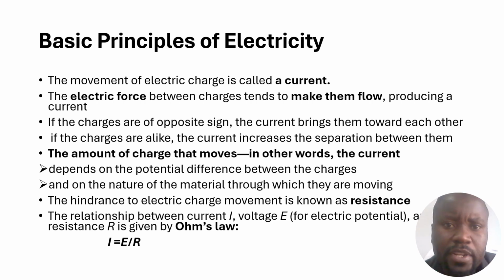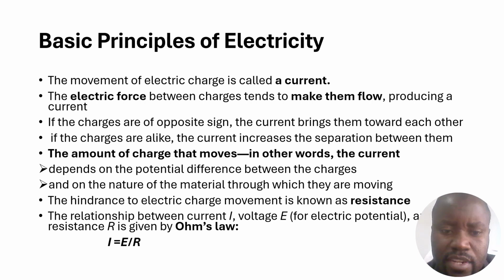Basics continue, so the movement of electric charge is called current. Basically, that's the amount of charge that flows, or the flux. And so the electric force between charges tends to make them flow, producing a current. If the charges are of the opposite sign, the current brings them towards each other. But if these are like charges, the current increases the separation between them because of that repulsive force. So the amount of charge that moves, in other words, the current or the flux, depends on the difference between charges in terms of the potential, and also the nature of the material across which this current should flow.